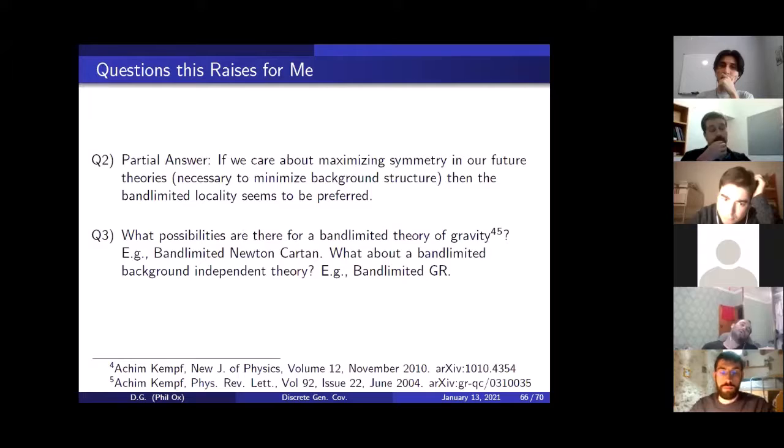And then the last thing this raises for me is what's the possibility for giving us a band-limited theory of gravity, like a band-limited Newton-Cartan theory? I've been trying to write that down, and I have some progress on it, but I don't know. I can show you later. And what about a band-limited and background-independent theory? There's all those questions about what background independence means, right? But does this go any way to helping us establish what a discrete version of background independence might be? And then can we write down some band-limited version of GR? That would be interesting to know.